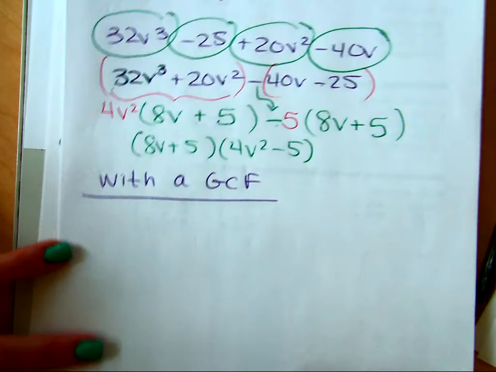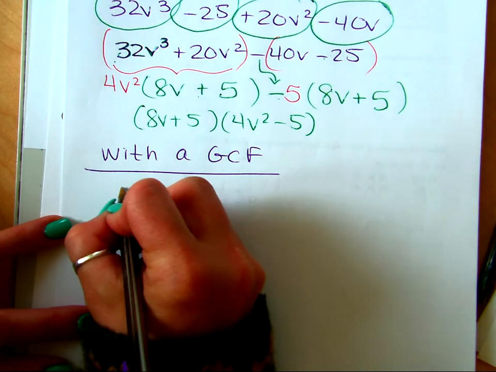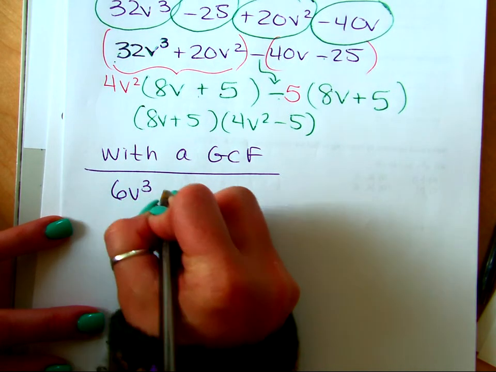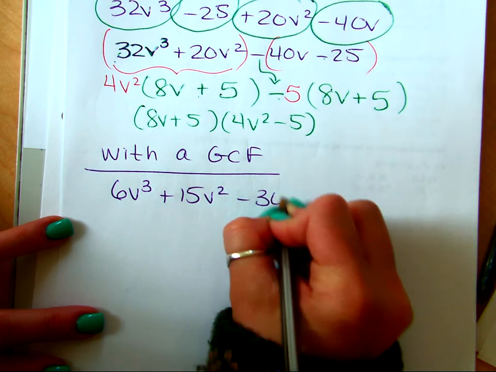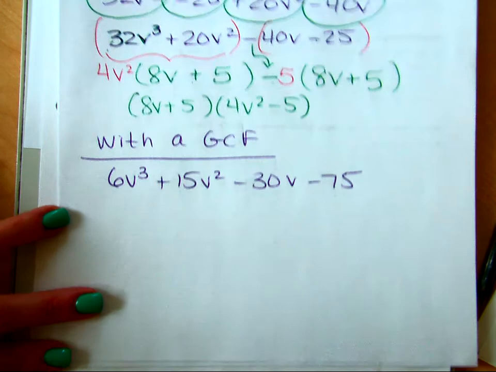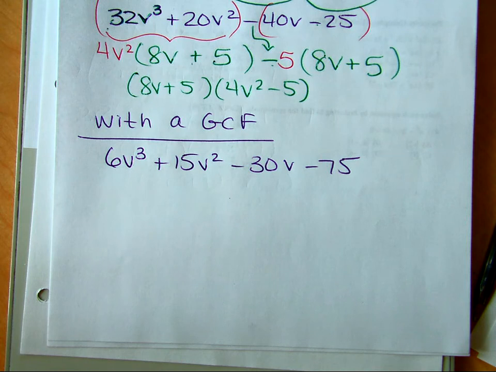Because as I look at this problem, 6b to the third plus 15b squared minus 30v minus 75, okay? There are two kinds of kids. The kind of kid who could look at that right away and go, boom, the GCF of all four of those is boom, and know it. And there are some kids who would look at it for 5 minutes and go, I don't know what the GCF of those are, okay? So how many of you right away knew what the GCF of all four of those was?